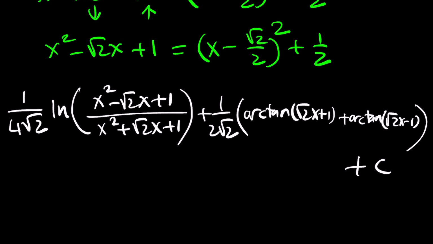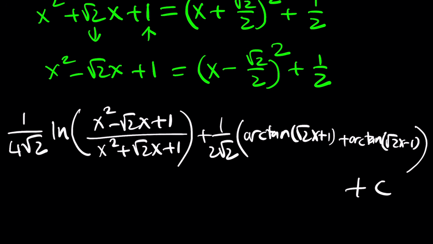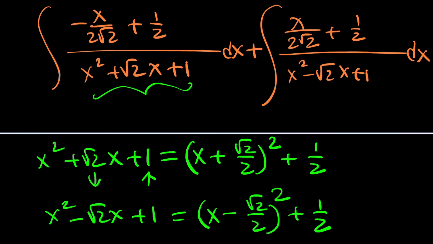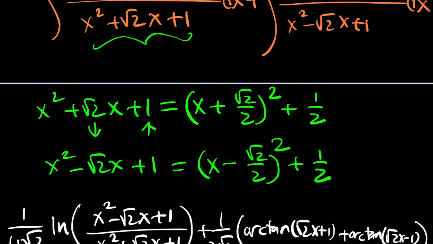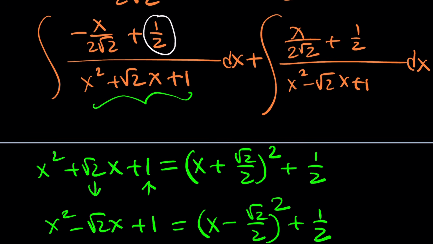Now, why did that happen? Because when you did this, you had to split it up. You're definitely going to get a 1/2 from here and other constants as well. But this is an arctangent type. Let me tell you why.